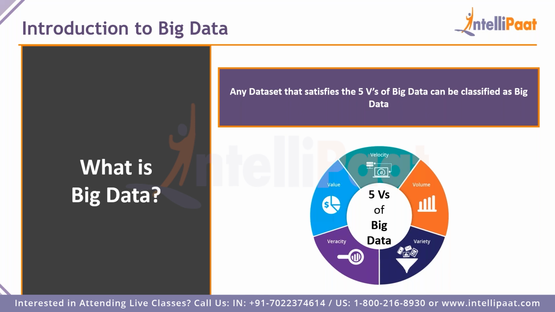Then you have veracity. So veracity means that the data should be inconsistent in nature. It should have some imperfections in it. Any form of big data collected from any source, be it Amazon, be it Google, be it Facebook, will have mistakes in it. When you're dealing with the scale of petabytes, the data will have mistakes in it.